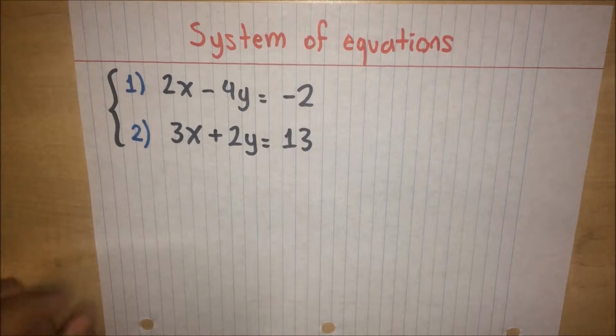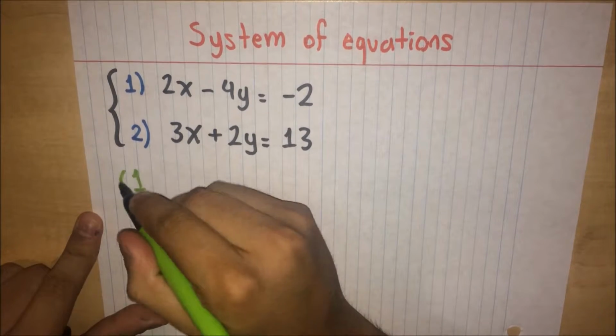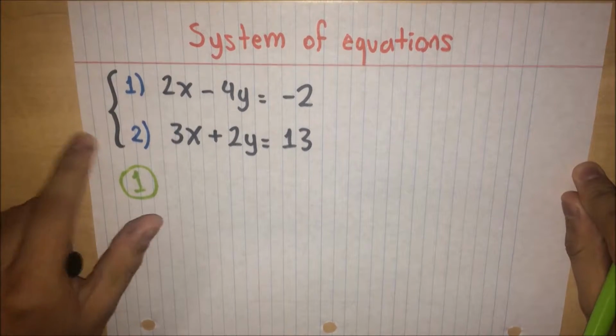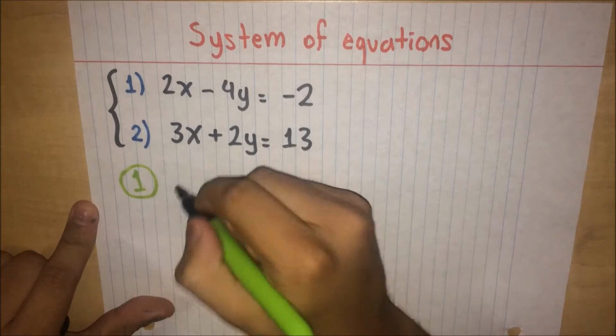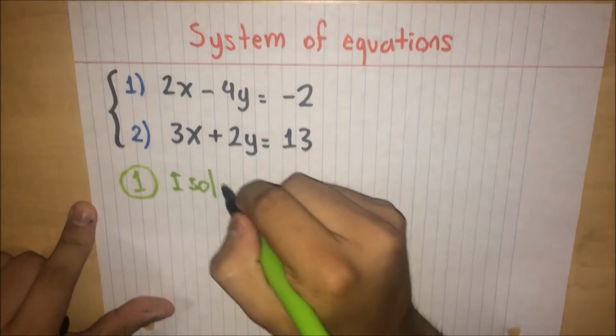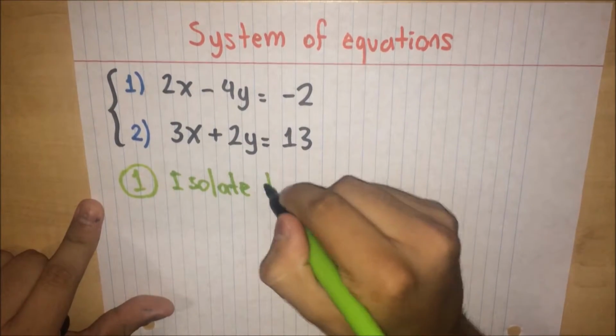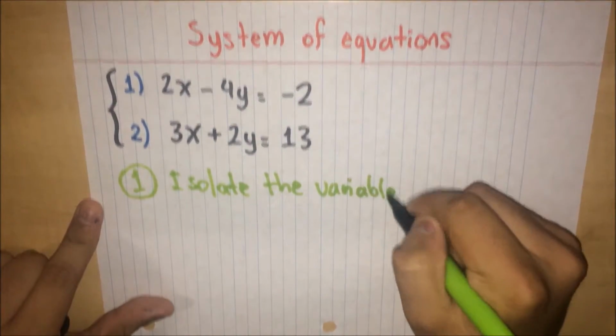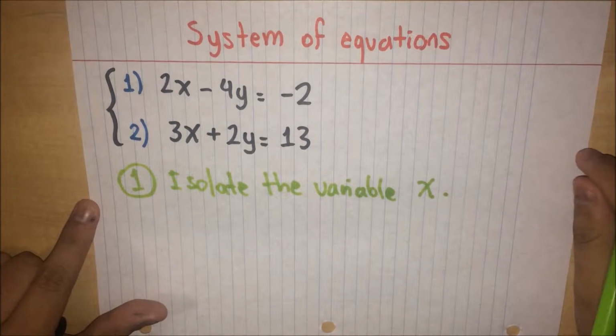So let's start with step number 1. For step number 1, we need to isolate the variable x from equation 1 and also from equation 2. So I'm gonna write it down here. Isolate the variable x.